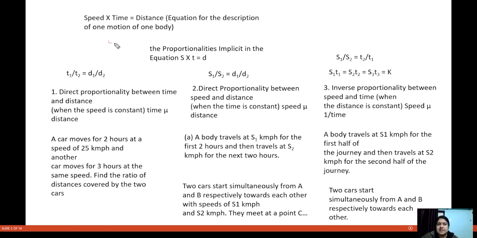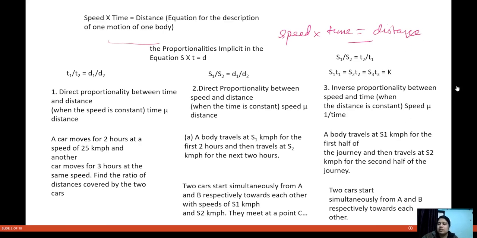So we have a very simple equation: speed into time is equal to distance. But our questions will not be so simple. Okay, so basically, if we try to analyze this equation, speed into time is equal to distance, you will find different types of relationships we can find about this.